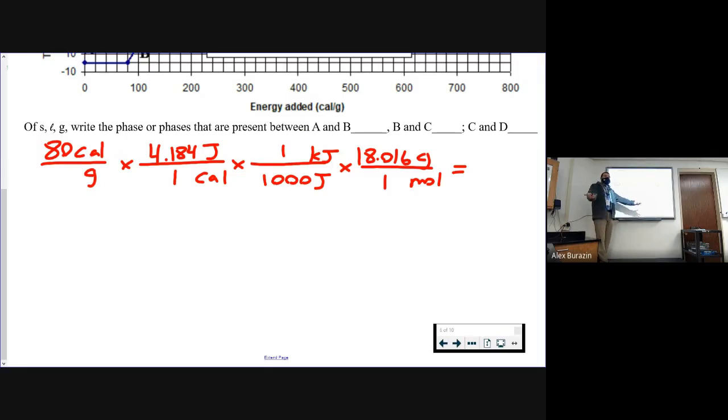Annoying? Yes, I think it is. It's kind of annoying. But depending upon the problem, you've got to be able to get from calories to joules to kilojoules, and you must understand how to get from grams to moles. You know how to do that anyway. The problem here is you just got to make sure you know which substance you're looking at, right? This is water, so we use the molar mass of water. What do I get for an enthalpy of fusion in kilojoules per mole? 6.03.